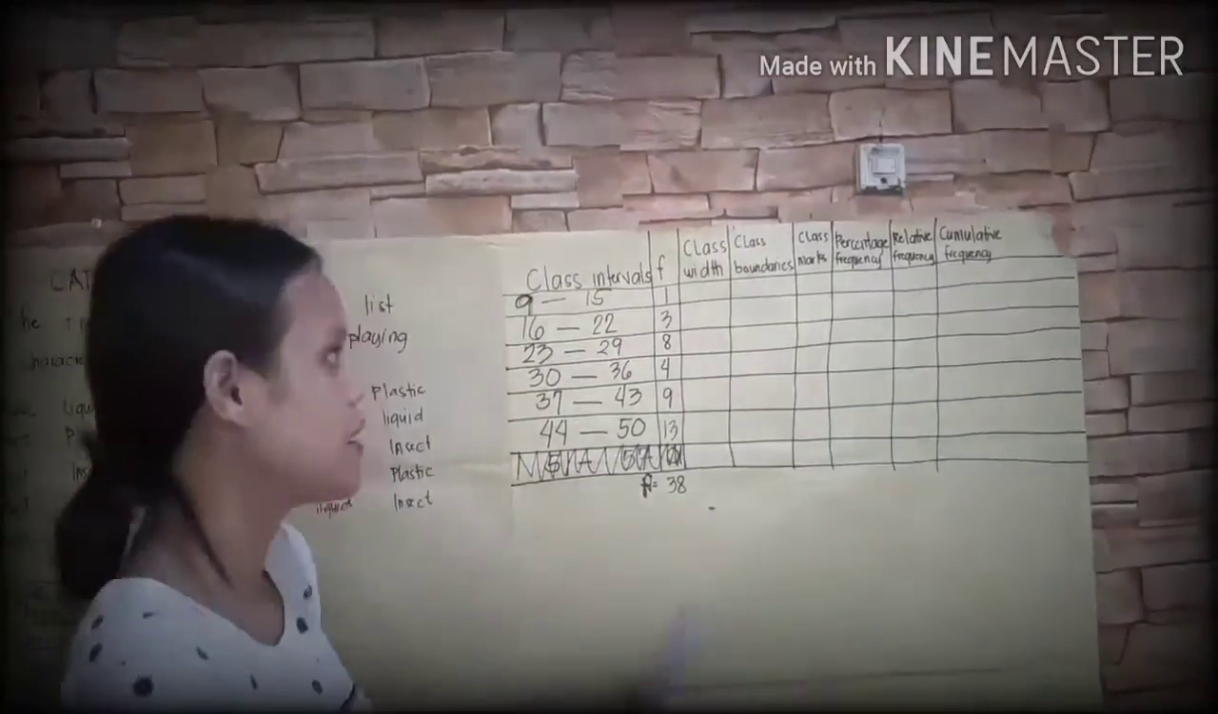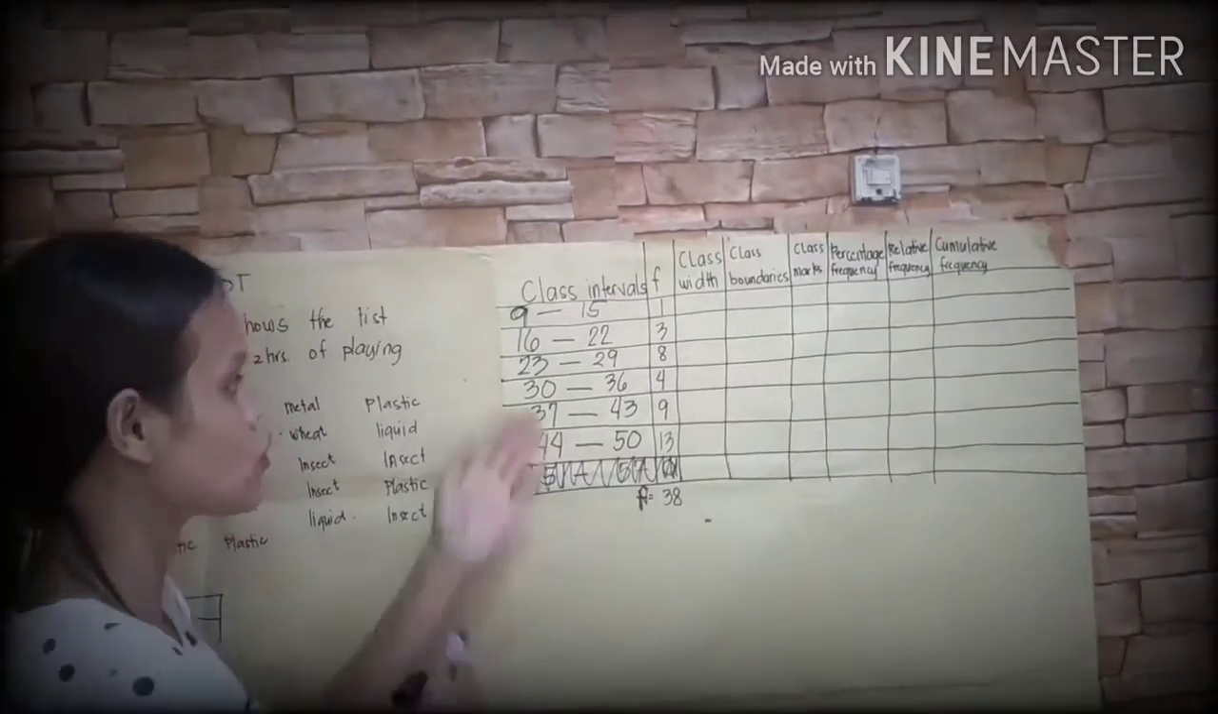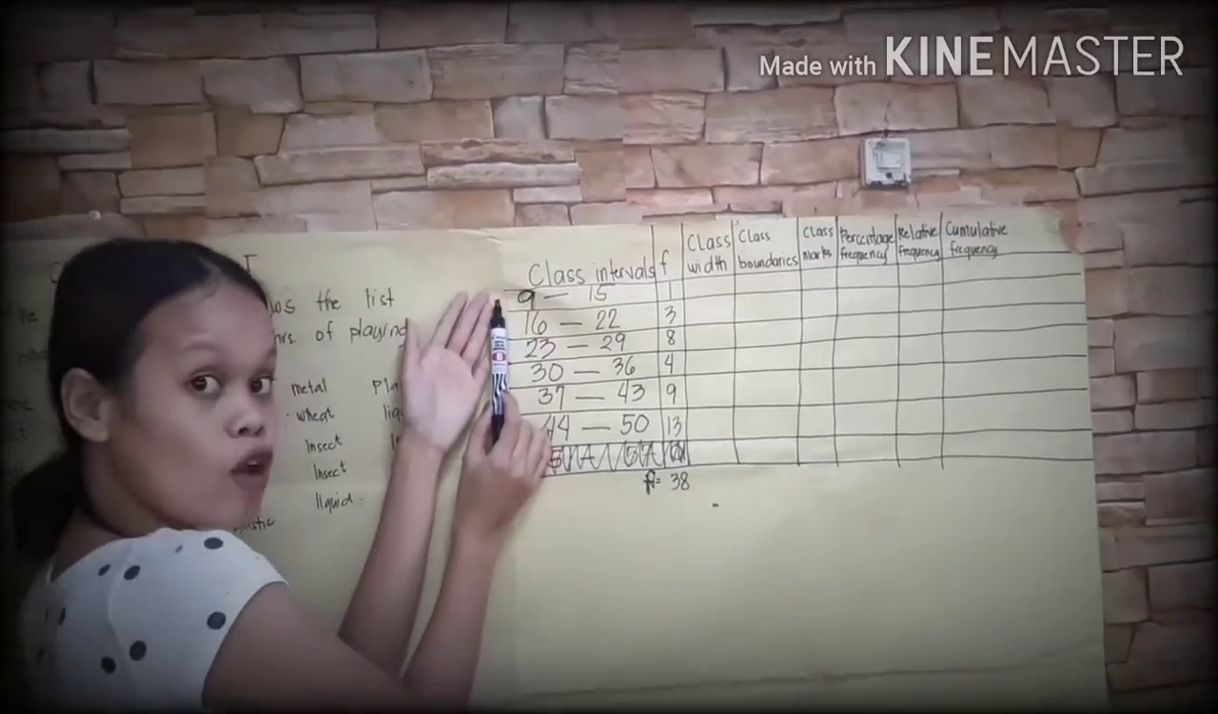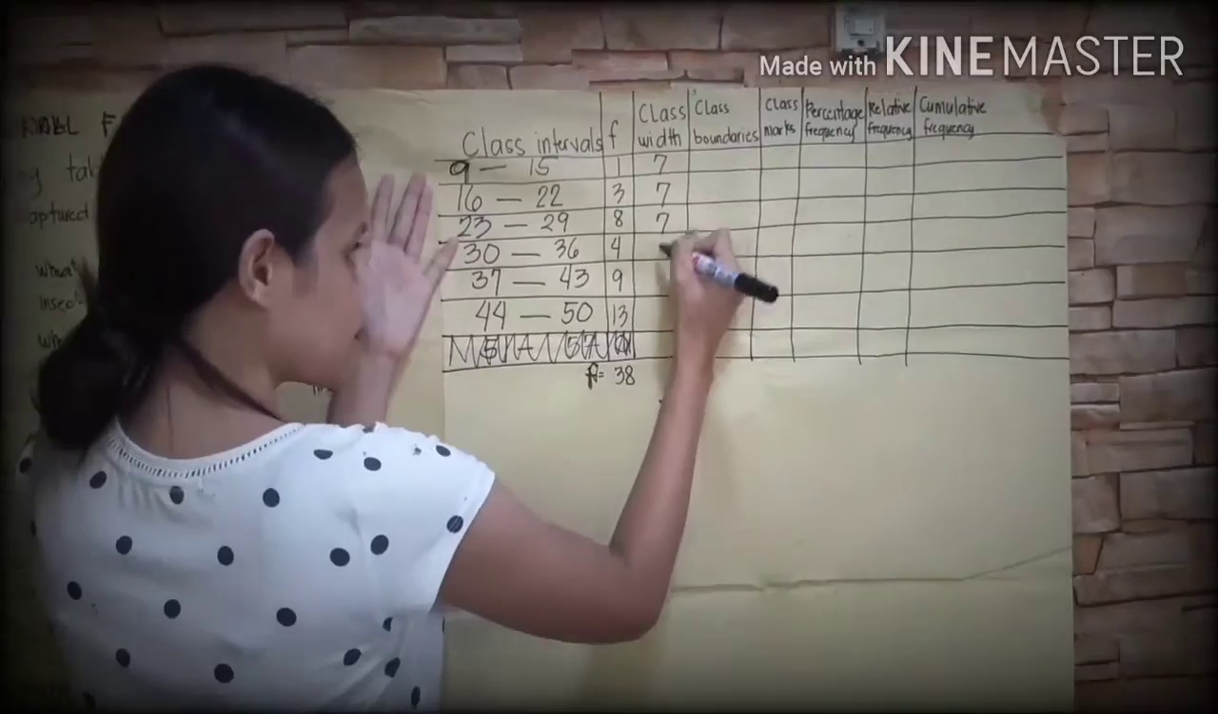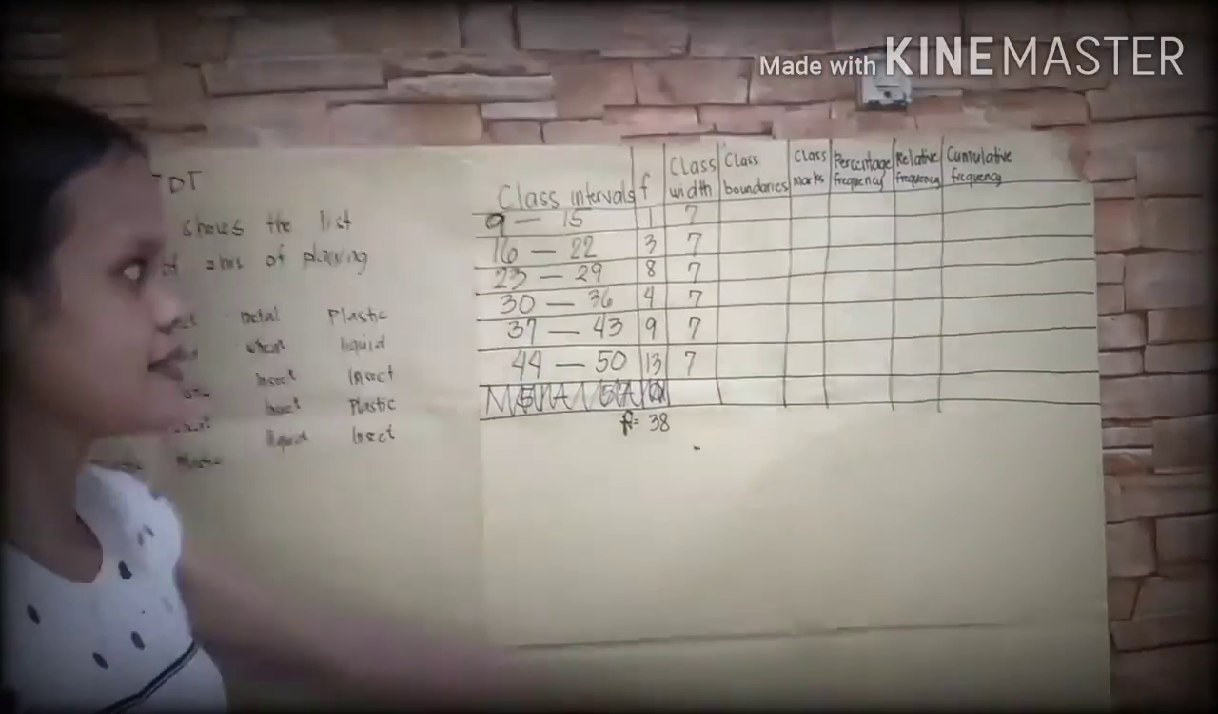So next we're going to find the class width. In finding the class width, we are just going to subtract the lowest lower limit from the next lower limit. So 16 minus 9 equals 7. So our class width is 7. So next is the class boundaries.